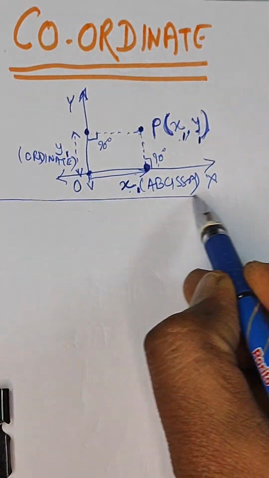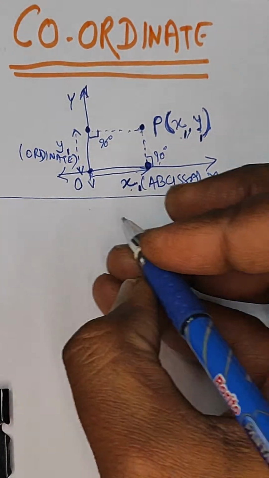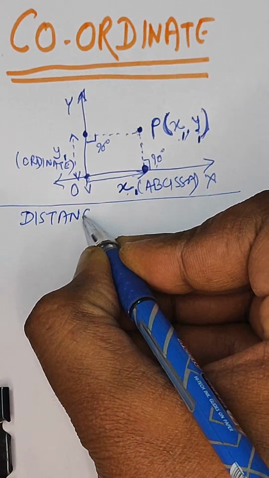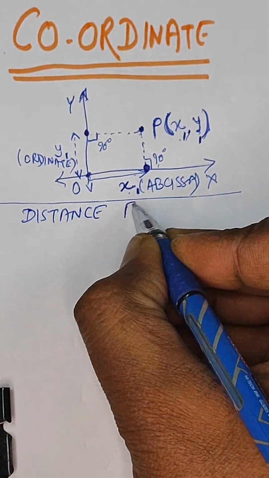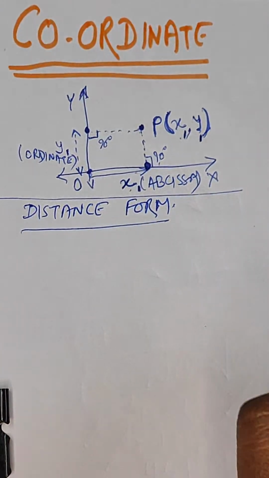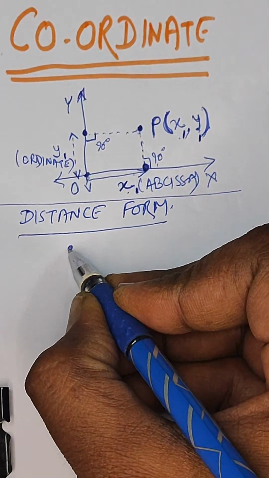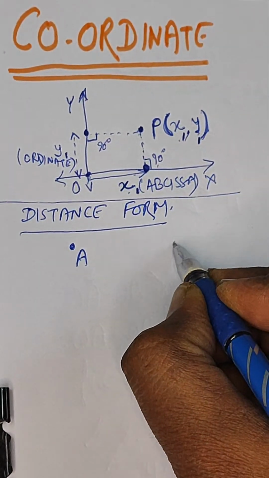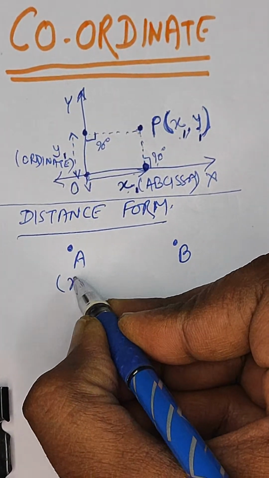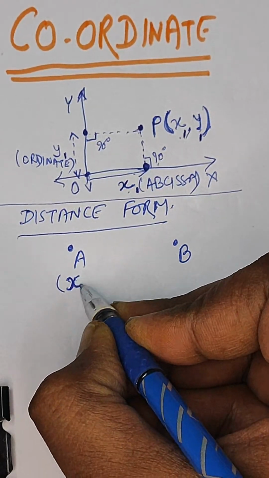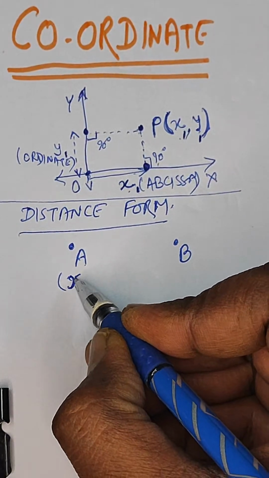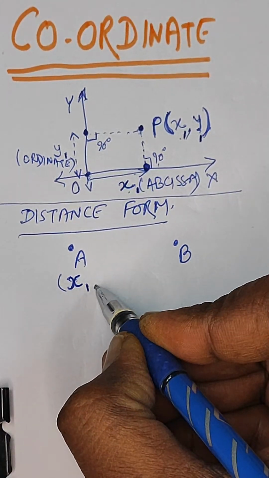Now, going to the second point, the distance formula you should remember. When two points are given to you, one is A, another is, let's say, B. When I say coordinates, every time try to understand it's abscissa and ordinate. Along the x it's abscissa, along the y it's ordinate.